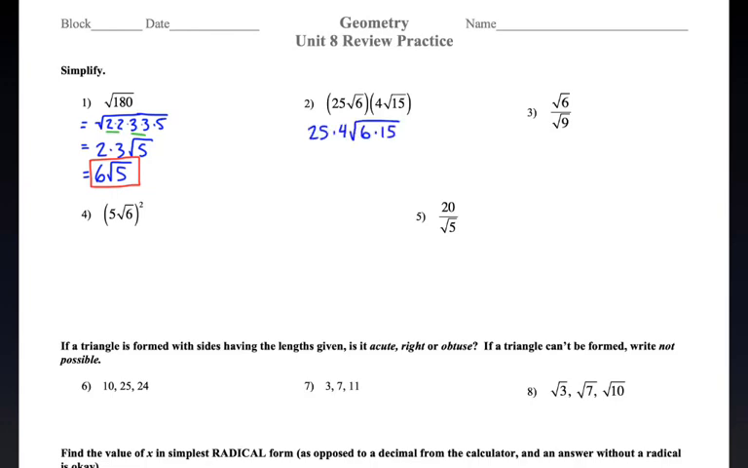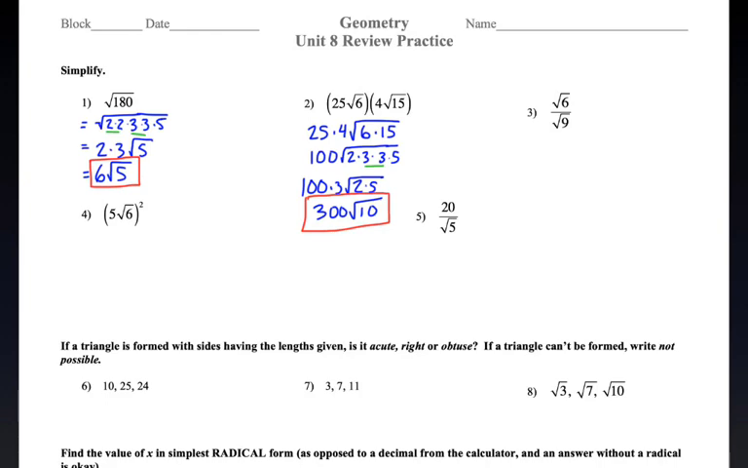Number 2, we can multiply the numbers that are outside the radicals and the numbers that are inside the radicals. So 25 times 4 is 100. I'm going to choose not to make 6 times 15 into 90, but instead make 6 into 2 times 3 and 15 into 3 times 5, which of course is 90, and go ahead and pull that 3 out. It's 100 times 3 is 300, 2 times 5 is 10, 300 square root 10.